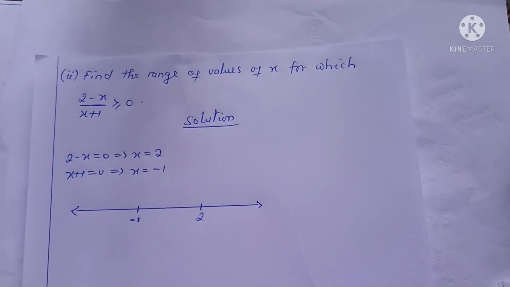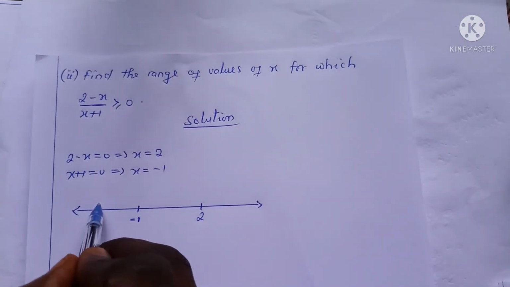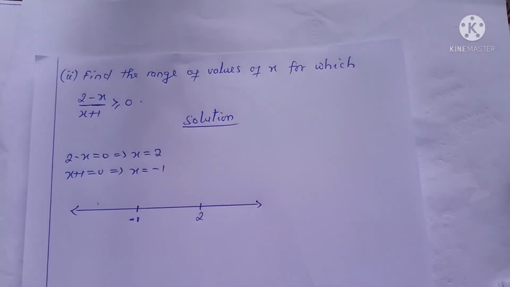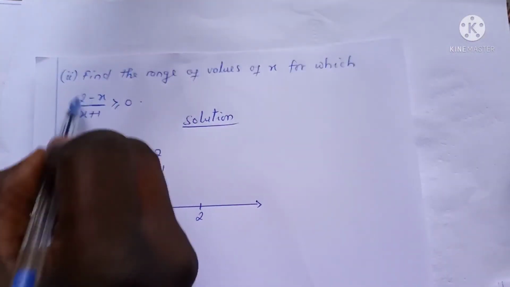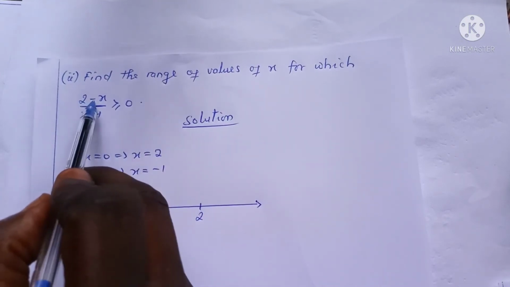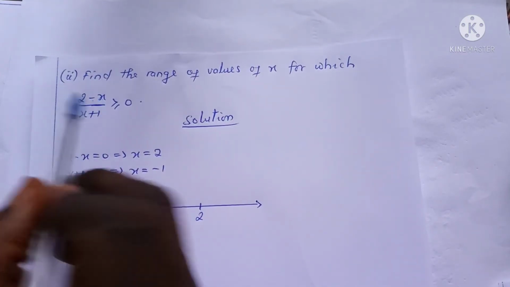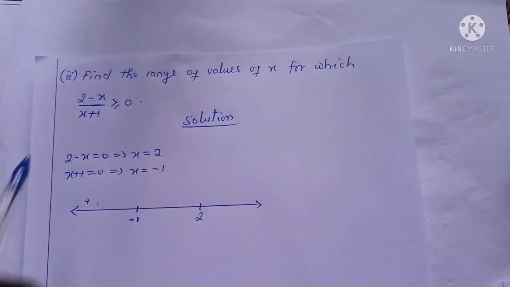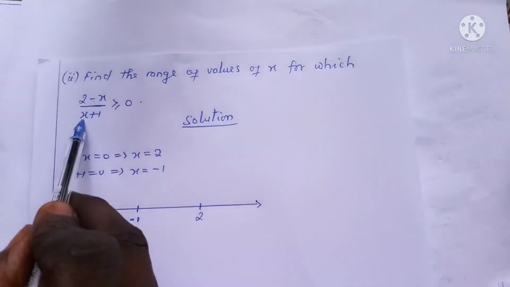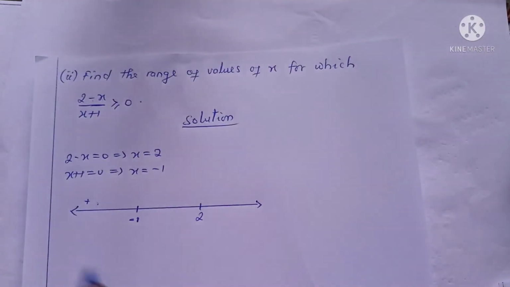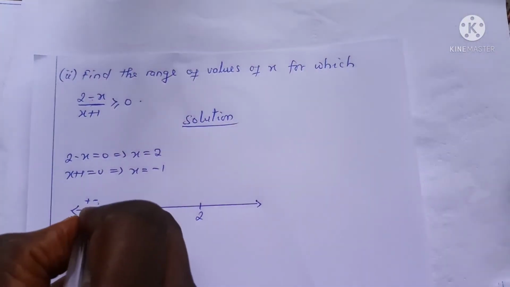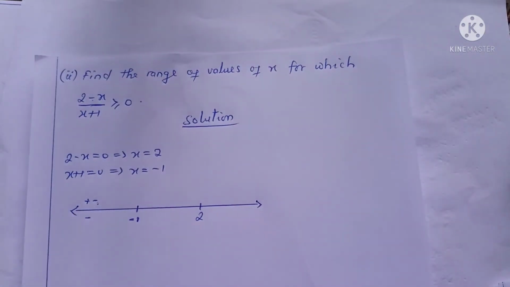In this region, we can identify so many values. If we take a value, say negative 3, and substitute in this inequality, this is what we are going to obtain. If you substitute negative 3 in the numerator, we are going to obtain 2 minus negative 3, which is the same as 2 plus 3, and we know 2 plus 3 is 5. So that value will be positive. And if you substitute in the denominator, we are going to obtain negative 3 plus 1, which is negative 2. So in the denominator, we have a negative value. And if you take a positive value divided by a negative value, the result must be negative.